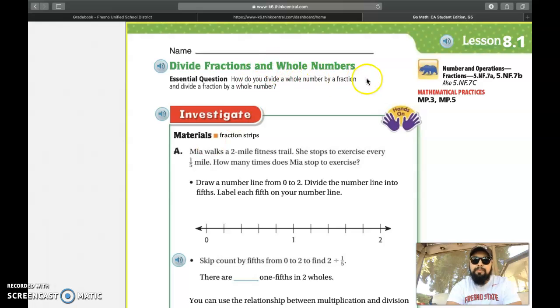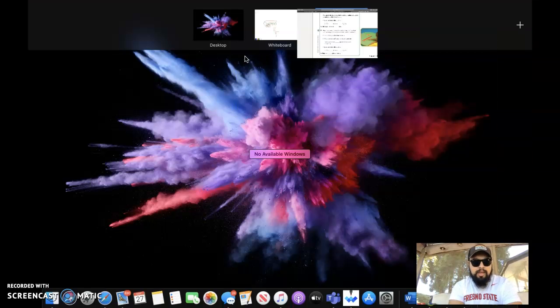How do you divide a whole number by a fraction? Well, we use models, right? A fraction by a whole number, same thing. We use a model, okay? Well, we start off with the 1 whole and then fill it in from there, all right? And that's it.